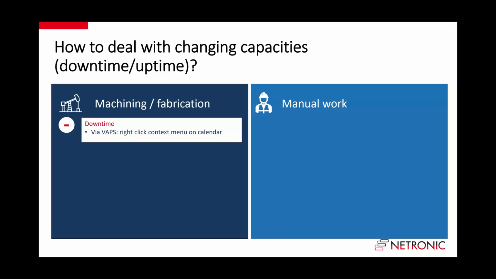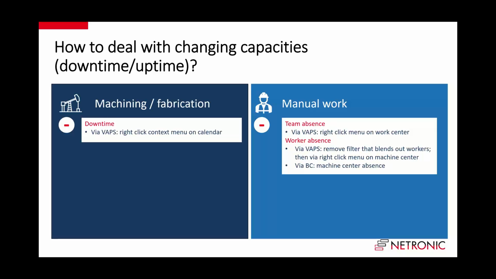Of course, you can also register absence on the machine center, but it's a little bit more cumbersome from the handling. And the other thing is, if you do it from the VAPS, we get hold of it, and then we can publish, or populate, this absence into all the other simulations. If you do it from Business Central, you have to create a new simulation so that we get hold of the changes that you do.